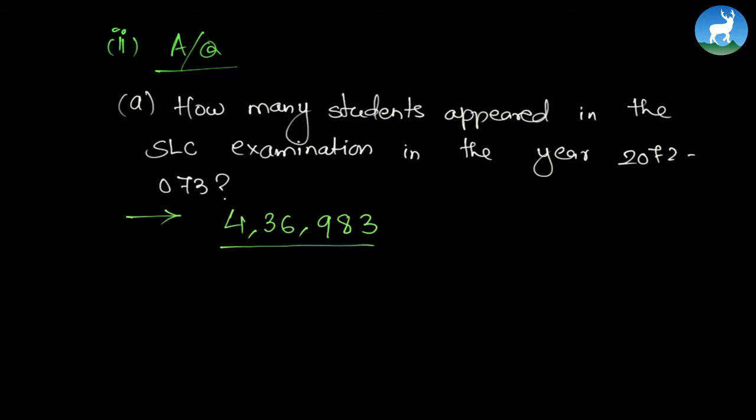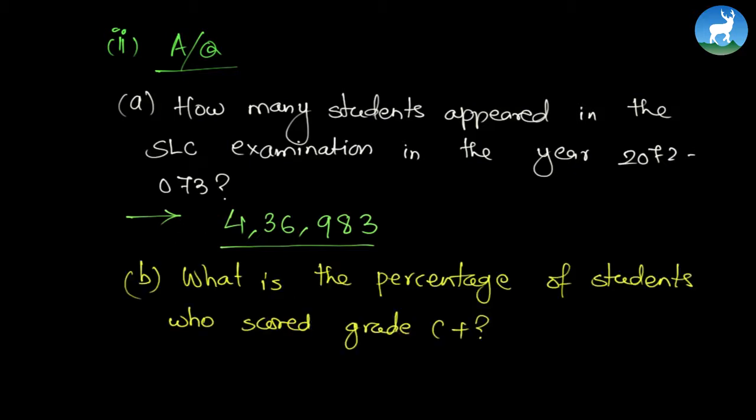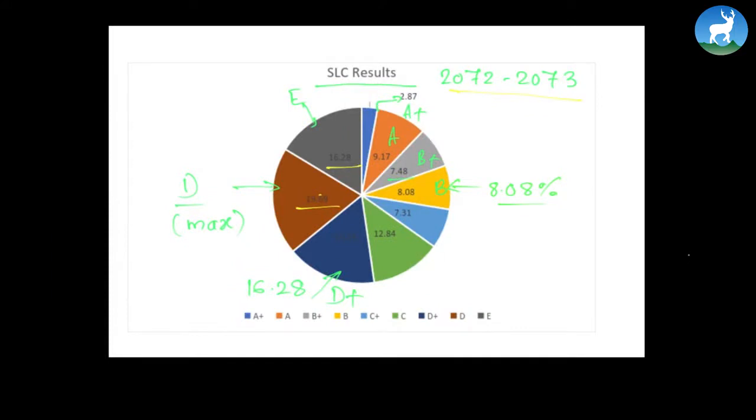Now let's look at another question, which is, what is the percentage of the students who scored C plus grade in SLC? For this, once again, we can go back to the first pie chart. Now let's look here. What percentage of the students got C plus actually? Can you see this? So this is C plus. So the total number of students who got C plus is 12.84%. Right, this is not C plus, that is C only. We are not talking about C plus. This is C, which is 12.84%, while C plus is 7.31%.